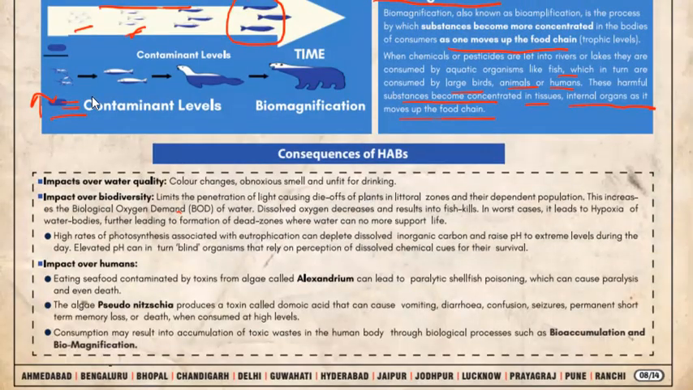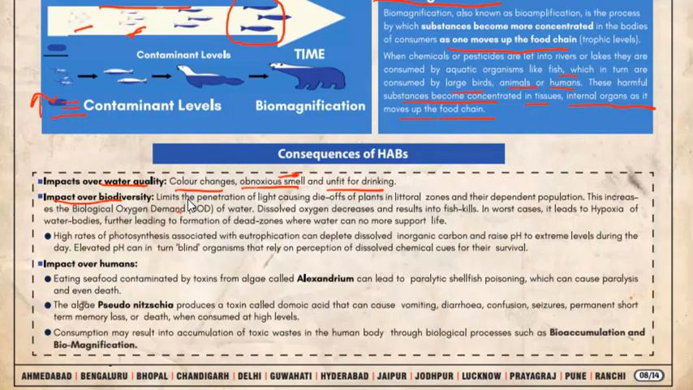Next is the consequences of HABs: the impact on water quality. We have already discussed the water quality effects, like color changes, obnoxious smell, and being unfit for drinking. This smell is because the microorganisms are not able to degrade the organic materials.